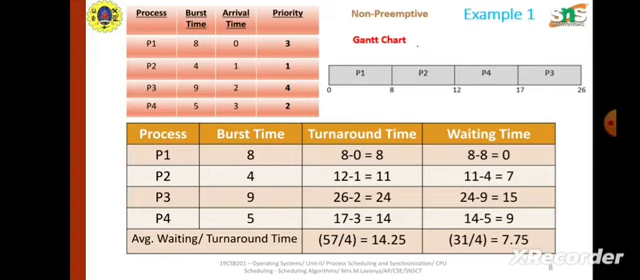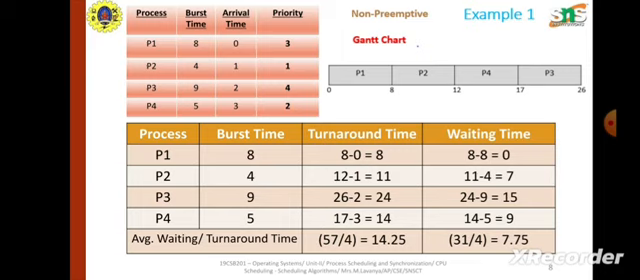These are the processes P1, P2, P3, P4 arriving with their burst time, arrival time, and priority. In this, the process P1 arrives first at 0 milliseconds, right? So process P1 will be allocated the CPU for its execution. This is the example of a non-preemptive type, so after completion of a process only, the next process will be allocated for execution.